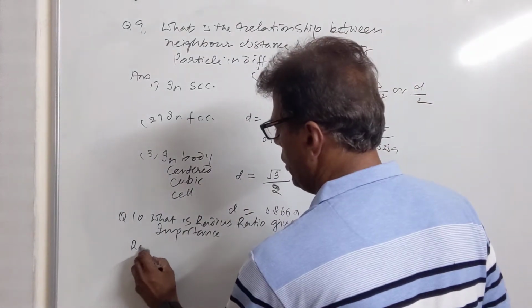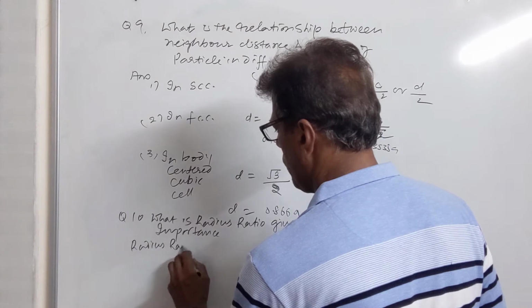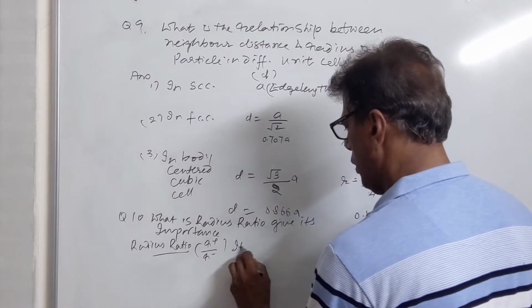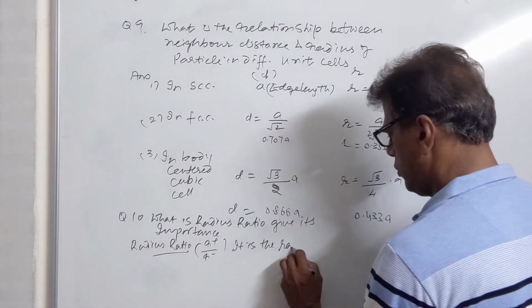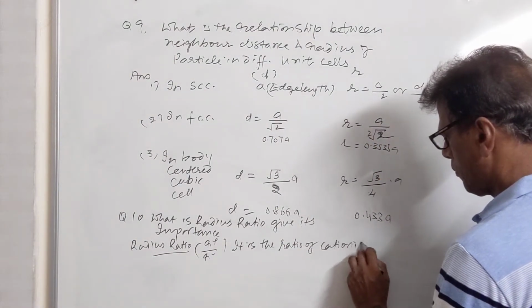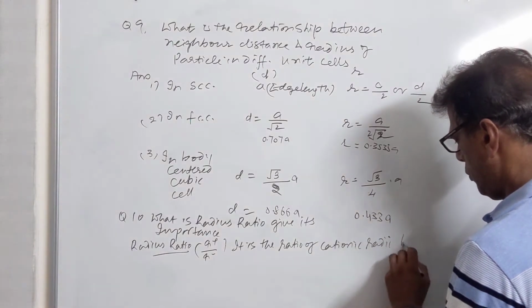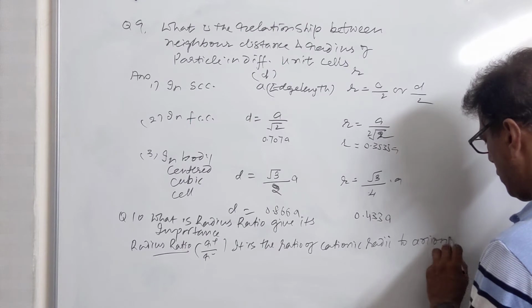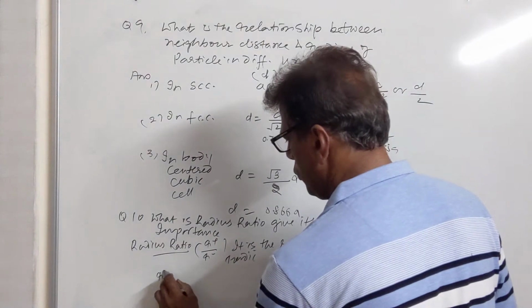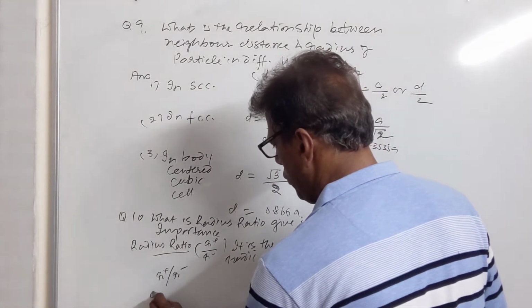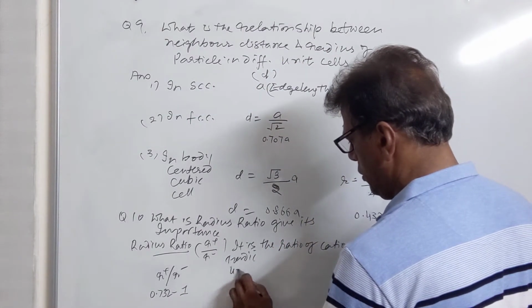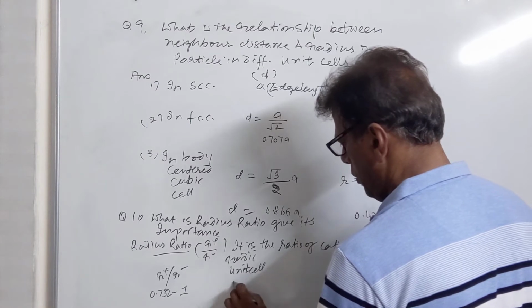So first of all, we define radius ratio. That is R positive upon R negative. It is the ratio of cationic radii to anionic radii. If this radius ratio is in between 0.73 to 1, then the unit cell is cubic.